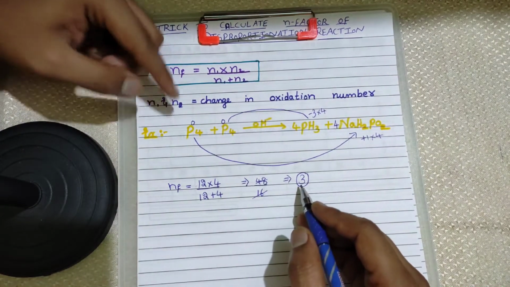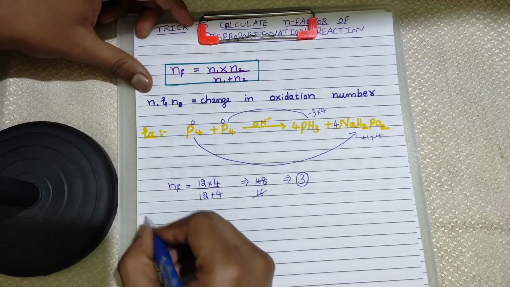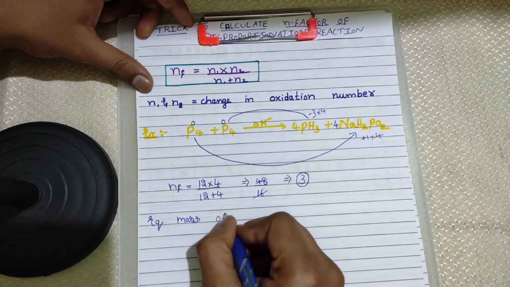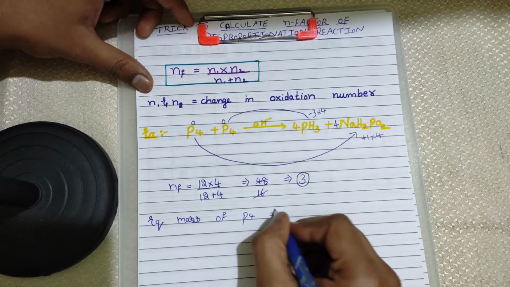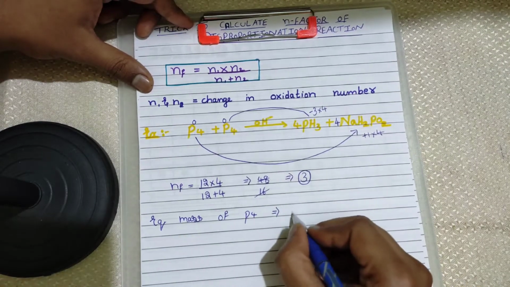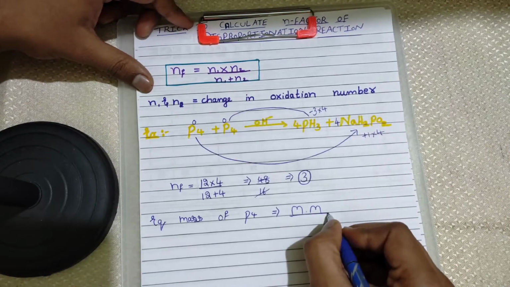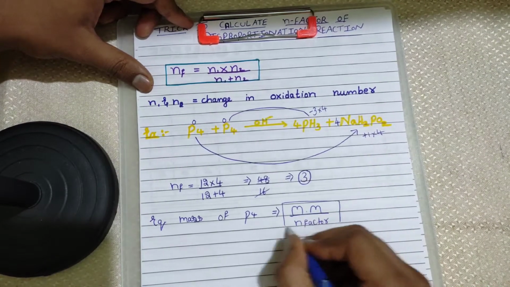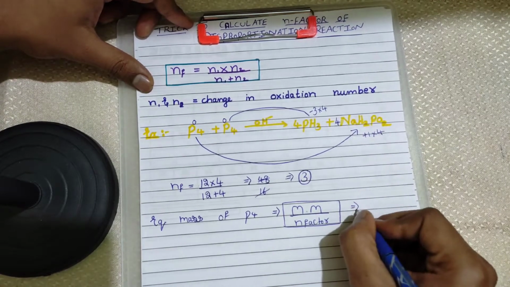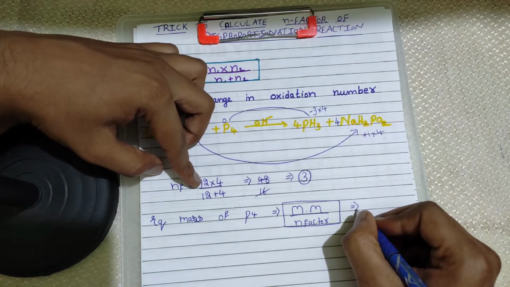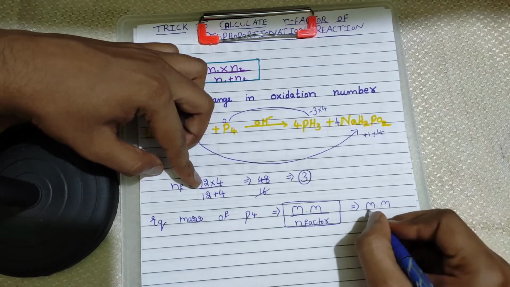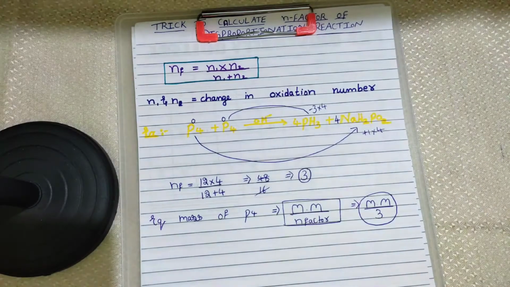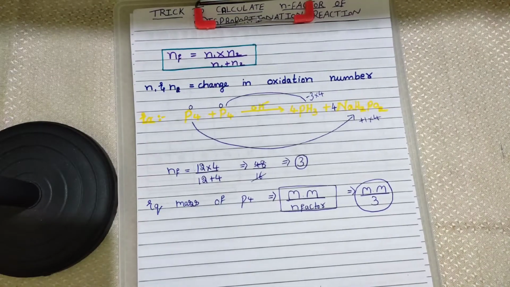In the same model, there is a chance of another question: they may ask you to calculate the equivalent mass of phosphorus. How to calculate equivalent mass? The simple formula is molecular mass divided by n factor. Now substitute the molecular mass of P4, which we already know, and the n factor we calculated, 3. That's all, you got your answer. Now let us move on to another example.